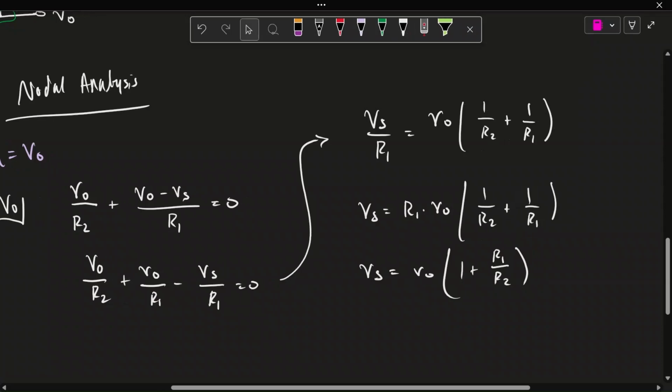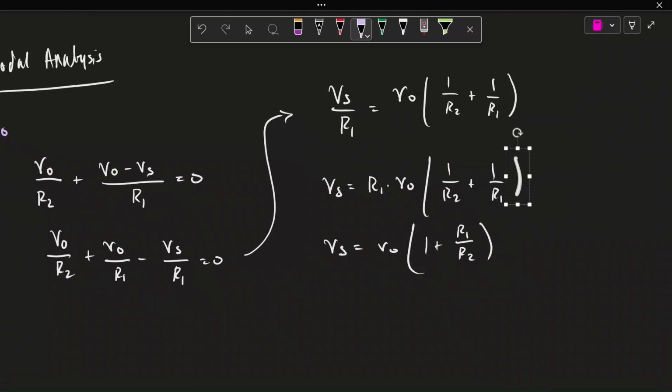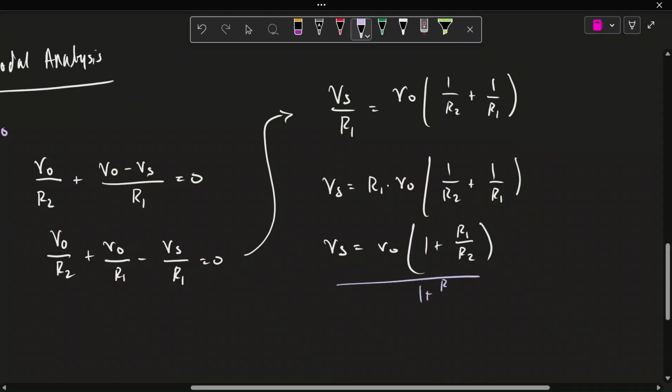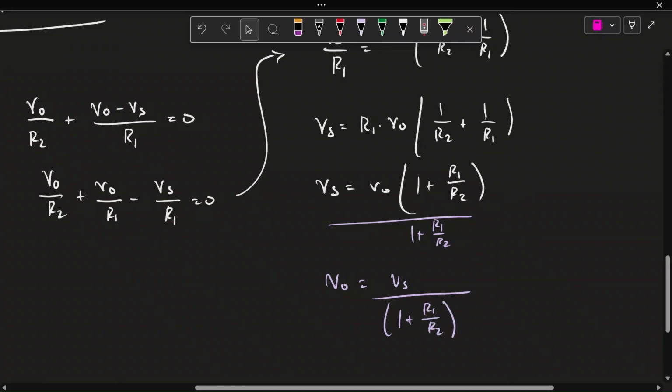So this is VS in terms of VO, but if you wanted to find VO in terms of VS, well, we can do VO in terms of VS. We divide by 1 plus R1 over R2. And we get VO is equal to VS divided by 1 plus R1 over R2. And that would be your answer.